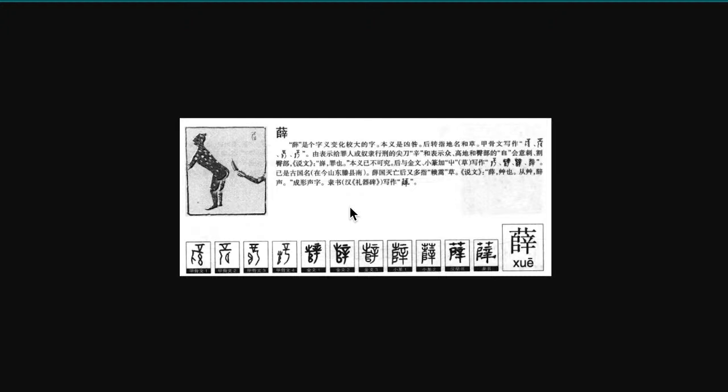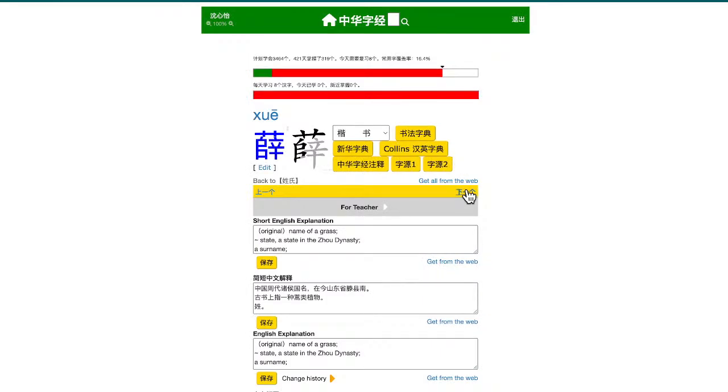So let's look at the character itself. You can see that the original character is pretty much like this picture is saying. There is a person standing over there, and the executor is holding a knife, cutting the criminal. That's the original meaning of this character, but later on it means completely different things. So this is the etymology of this character, Xue.